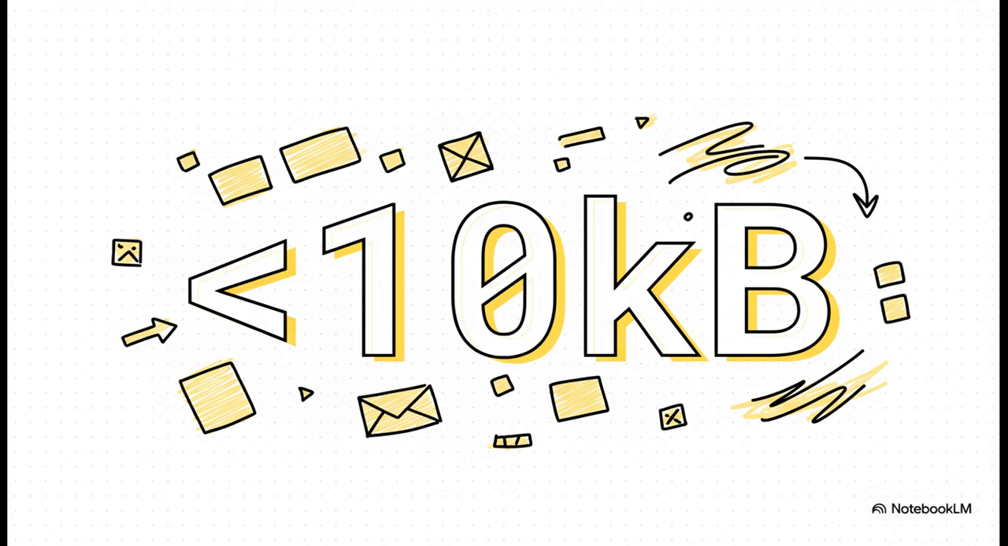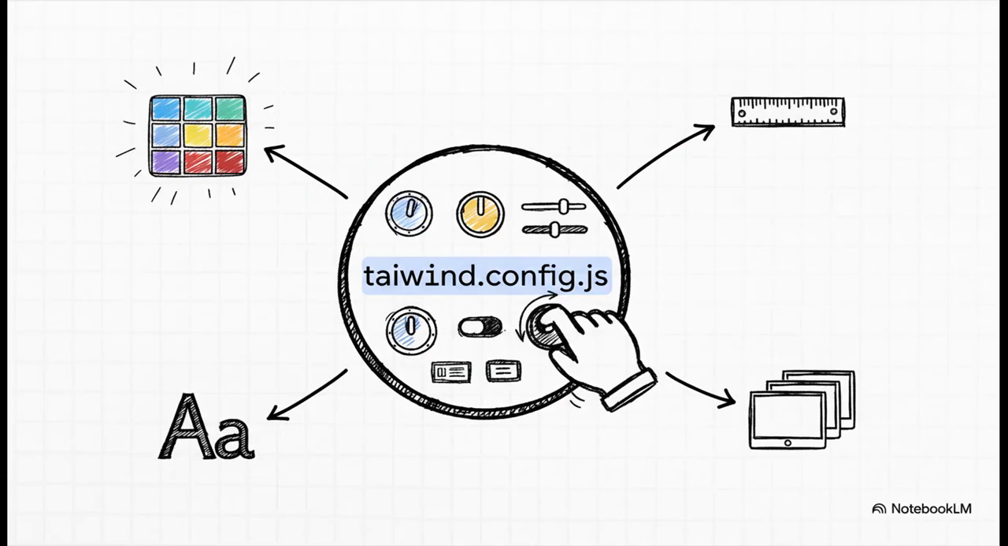It's awesome. And you're not stuck with the default settings either. There's a file called tailwind.config.js, and that's basically your command center. In there, you can customize everything, your color palette, your spacing units, your breakpoints, and create your own consistent, totally unique design system for your project.